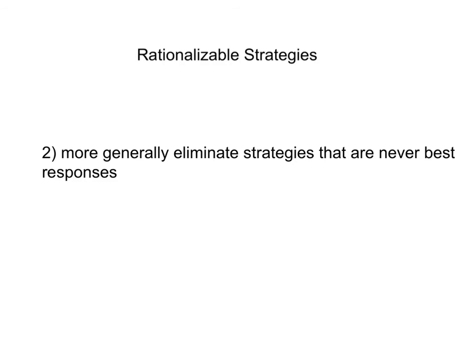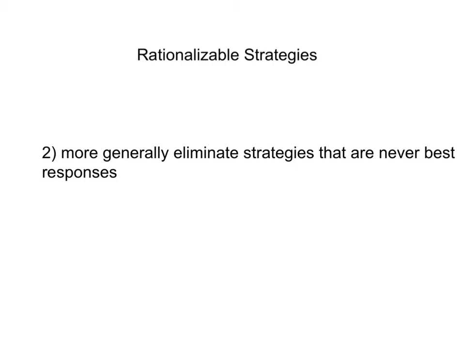So the idea is that we eliminate strategies that are strictly dominated, but we also more generally eliminate strategies that are never best responses to get to the set of rationalizable strategies. Now, strategies that are strictly dominated will never be a best response, right? So we can just eliminate them right off the bat, but now we're left with strategies that, even though they're not strictly dominated, they might never be a best response, right? And so we want to eliminate those strategies as well.